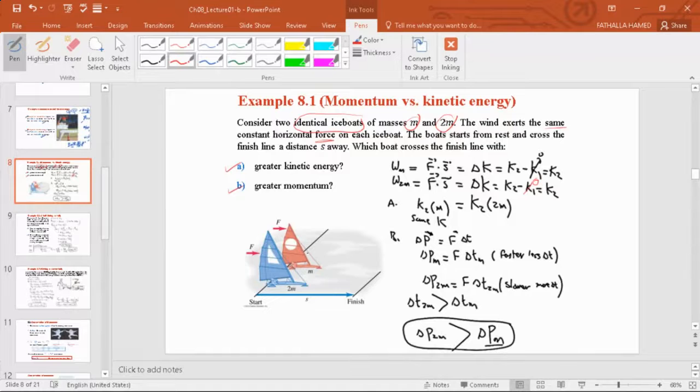Now, if you look at the two boats here, they have the same sail. And if you look at the force, they give you the same vector, the red vector here, with the same magnitude. That means the force is the same on both of them. But this one is mass m, and this one is mass 2m. And that's the finish line here. So you can ask which one will reach the finish line first, which one will have higher velocity, and so on.